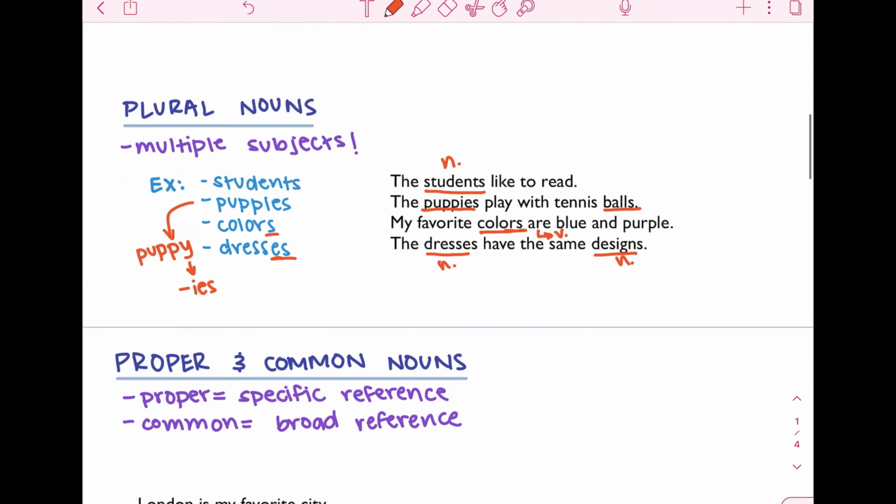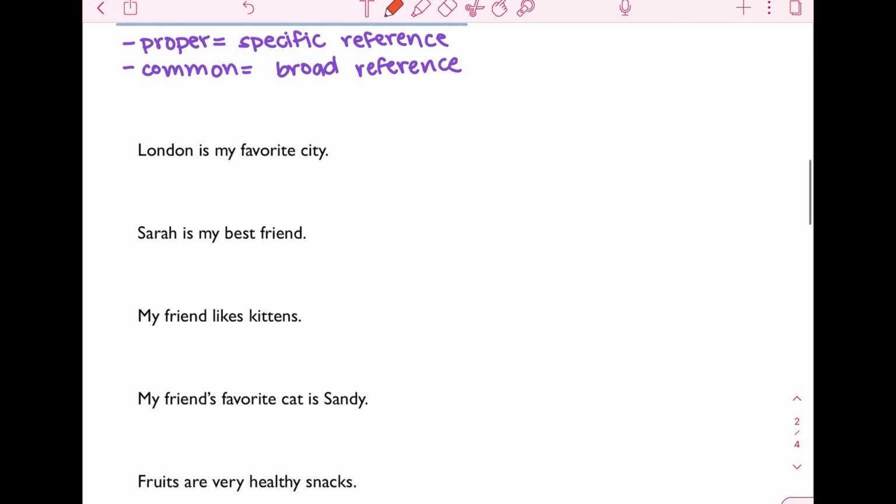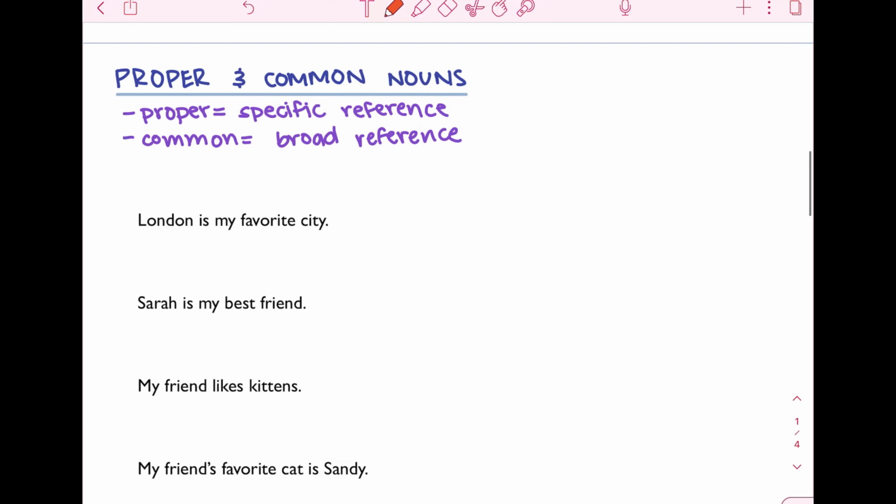Okay, so we have just finished with plural nouns. Let's move on to proper and common nouns. So proper nouns, as a brief definition, indicate a specific reference to either a person or a place or a thing. Whereas common nouns indicate a broad reference, so a broad range of things or people.